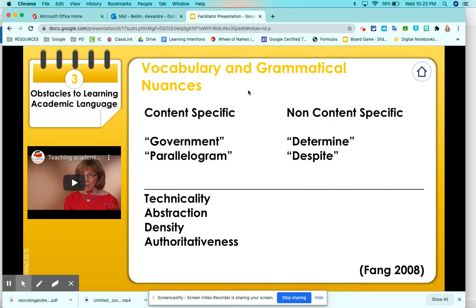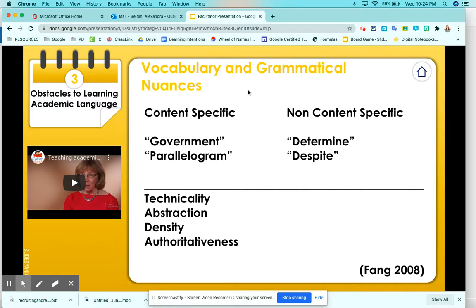That is a huge obstacle that comes to learning academic language for ESOL students, but also is grammatical nuances. Fang 2008 is quoted in the text, and it talks about four limitations for ESOL students when they're trying to learn academic language: the technicality, the abstraction, density, and the authoritativeness. The technicality is when students find words that take on different meanings in different contexts. So like the word bear and bear.